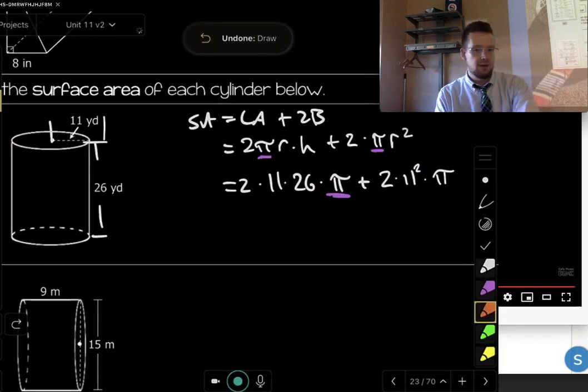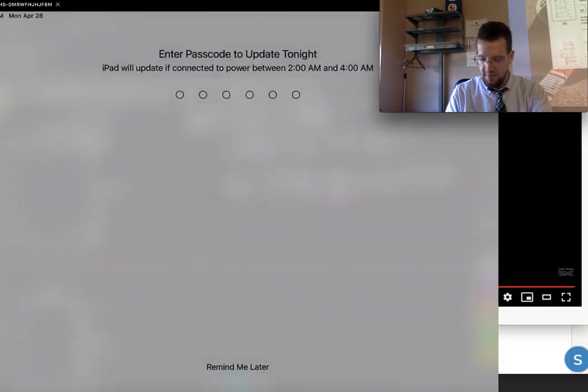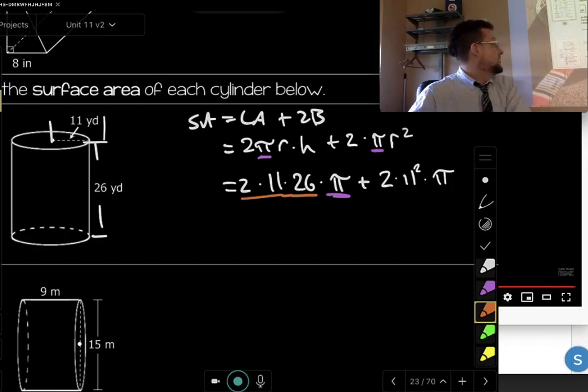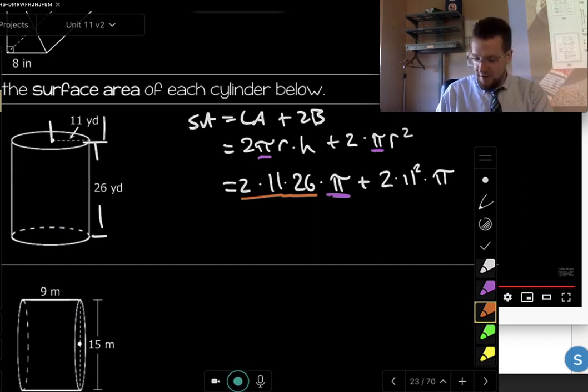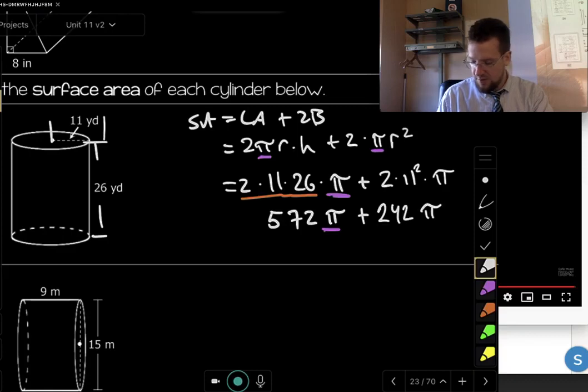Okay, so 2 times 11 times 26, I got this. This is 572. And what are they? It's 572 times pi. Think of this as like x or something, whatever. This is 121 times 2. This is 242 times pi.